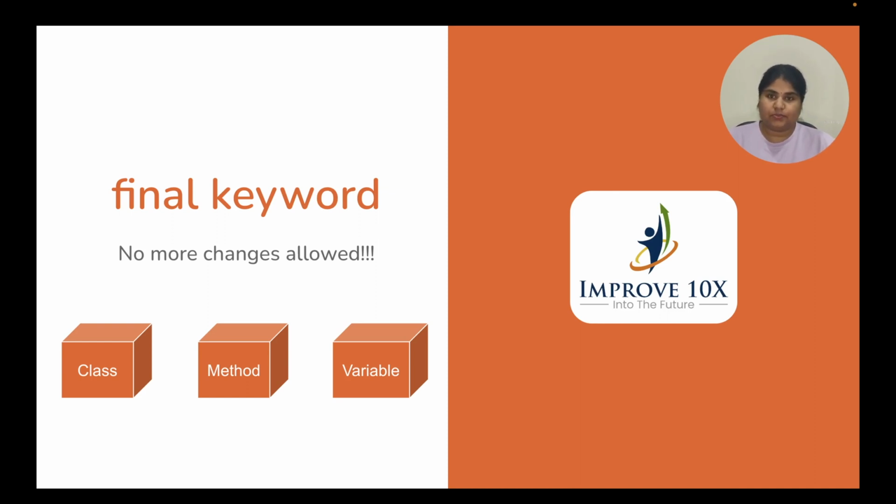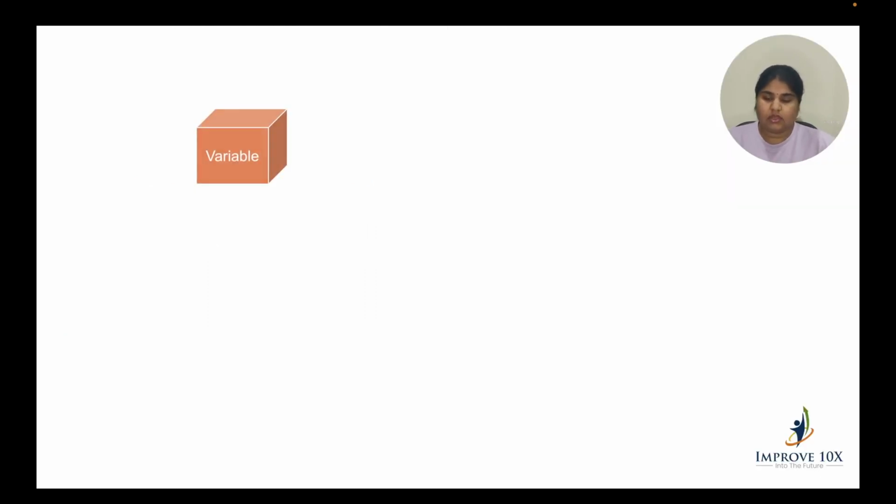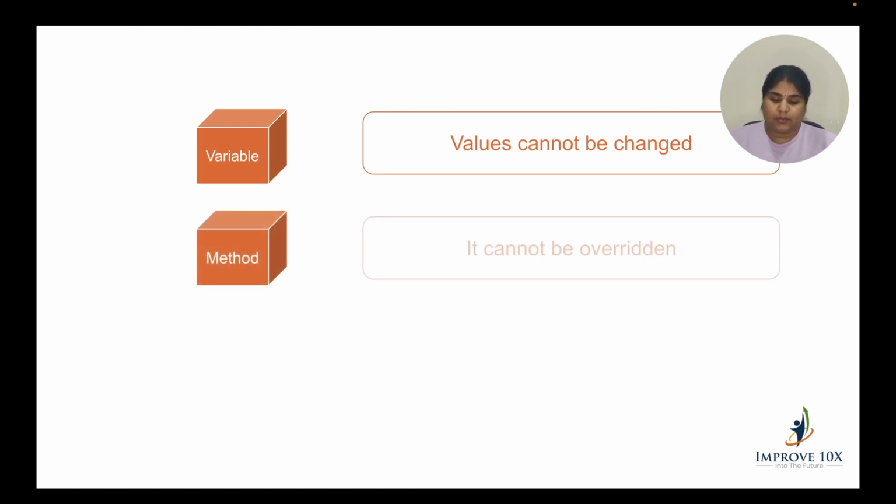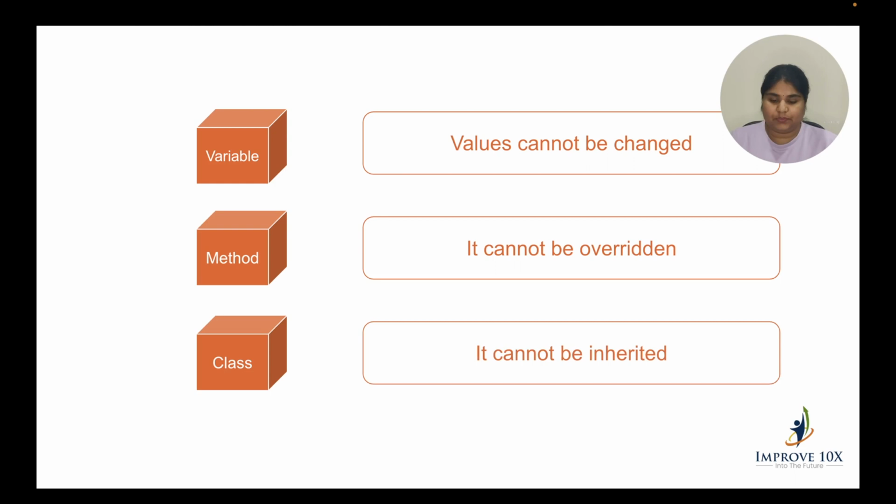Today we are going to cover another topic which is about the final keyword. As the word suggests, final means no more changes are allowed, and that is applicable for class, method as well as variable. A final variable is something where the value cannot be changed anymore. A method is said to be final when it cannot be overridden. And a class, when it is final, it cannot be inherited.